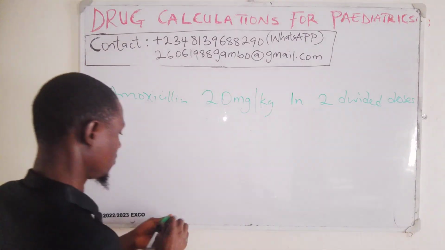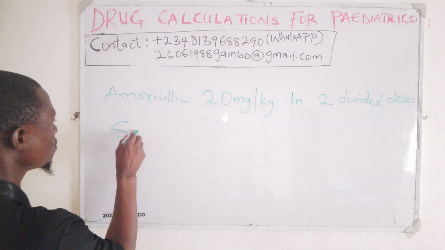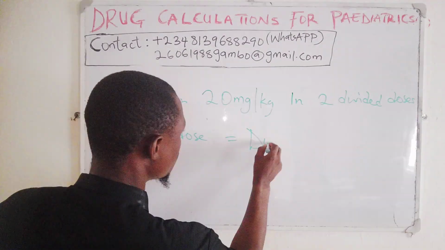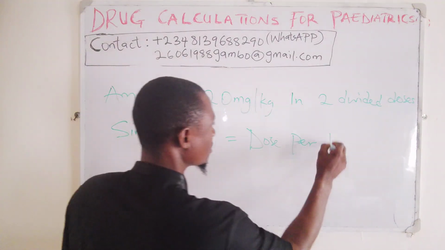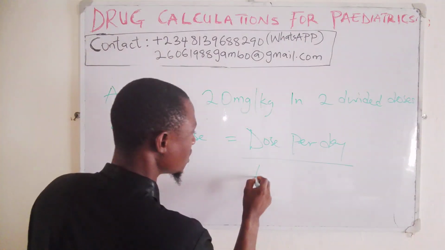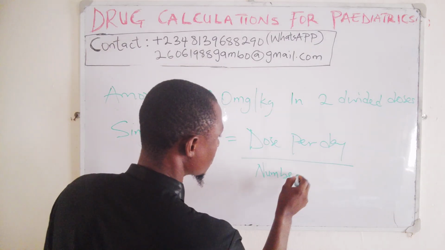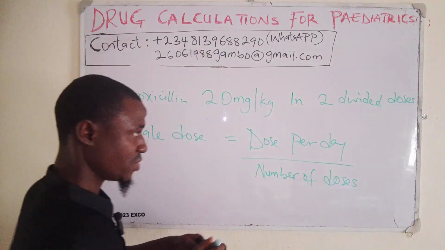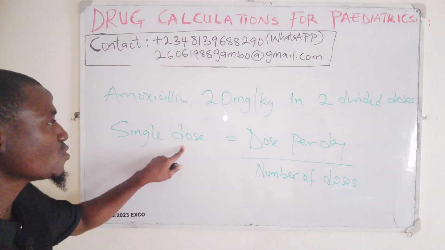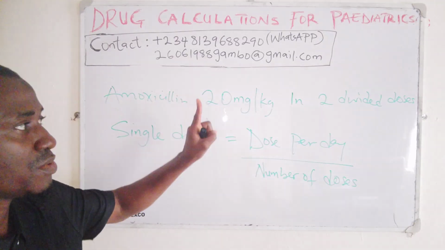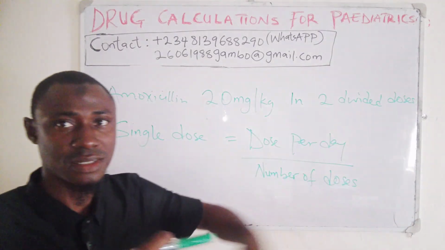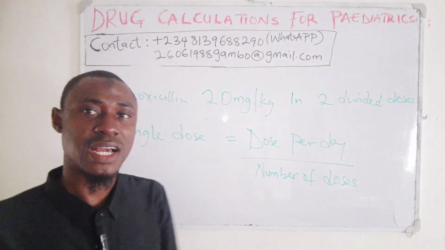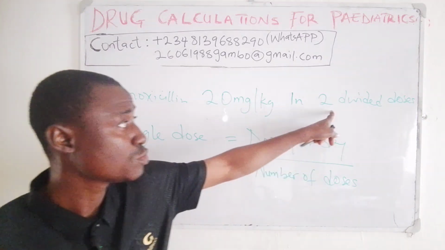You can use this formula: single dose is given to be dose per day over number of doses. Number of doses. Very simple. Now, if I have a single dose, then I can make it twice. That means the first dose in the morning and the other dose after 12 hours. So there is a 12 hour interval for two divided doses.